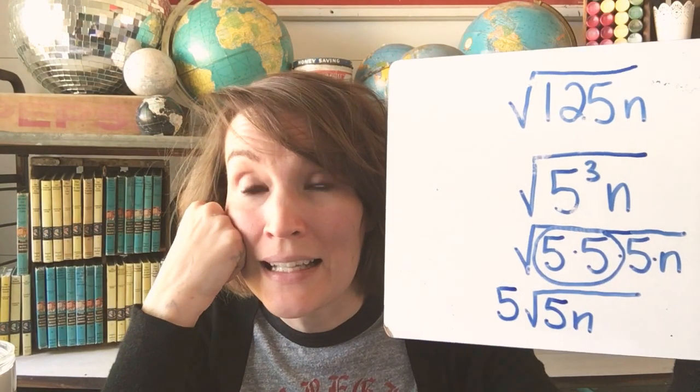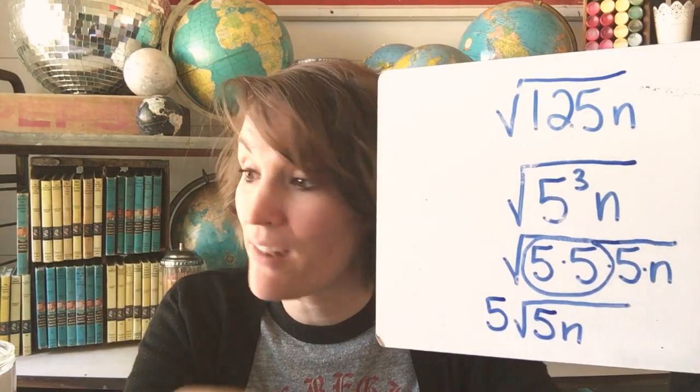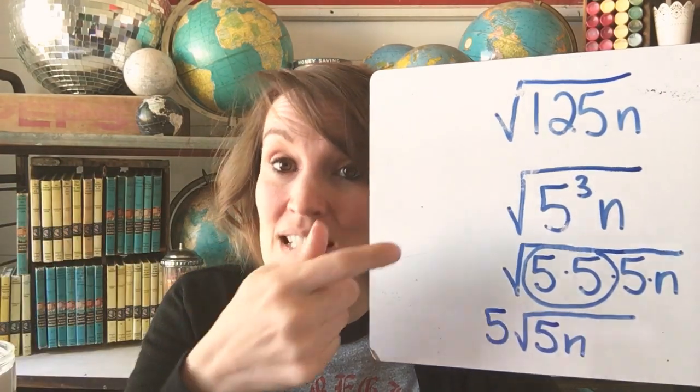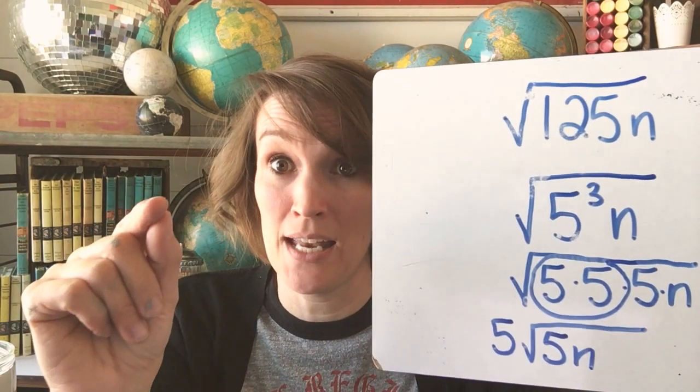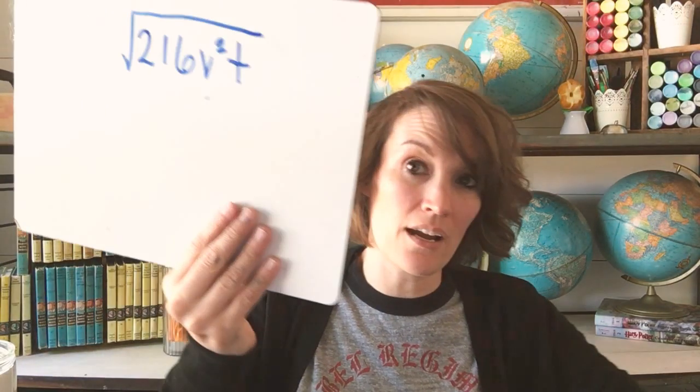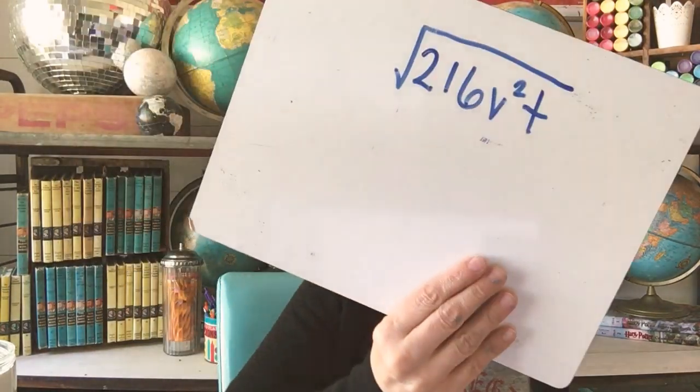Now again, this is not the mathematical explaining all the reasoning. I'll add those videos in there. This is the Langford, let's get it done if you don't understand it, way to do this. So let's do another one. Let's do 216v. Actually, let's make that v squared, and let's throw in a t. So 216v squared t. There is my radical that I need to simplify.